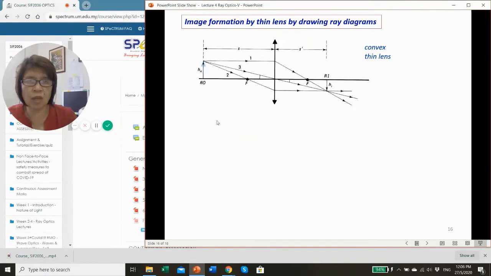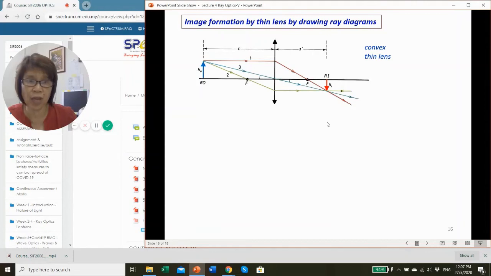So if the object is placed here, we're going to draw the first ray that is parallel, that comes from infinity, so it's parallel to the optical axis, passes through the lens, and it will then bend and pass through the focal point. The second ray will be aligned to the focal point, reaches the lens, passes through the lens, and now it is parallel to the optical axis. At the point of intersection, we locate the image.